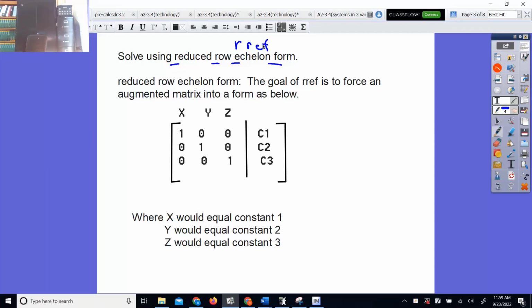Now what's nice is if you see a matrix like that, the top row literally says x is equal to a constant, doesn't it? What's the second row say? Y is equal to a constant. Don't even worry about where it's at on your calculator. I will tell you where it's at.